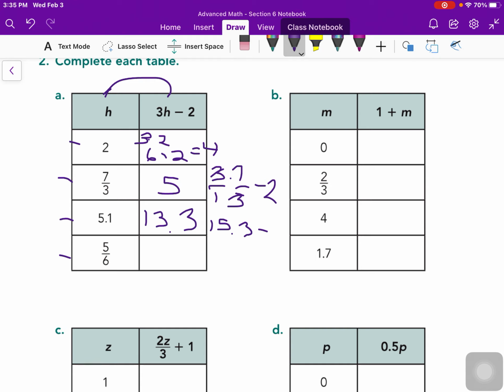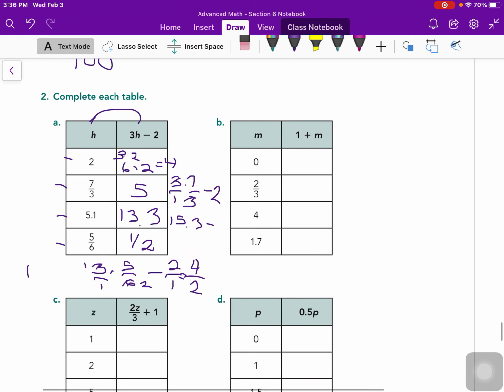And then finally 5/6 in for h, that's like saying 3 times 5/6. I can simplify, and that's 5/2. 5/2 minus 2 over 1. I could change 2 over 1 to be 4 over 2. And 5/2 minus 4/2 would be 1/2.